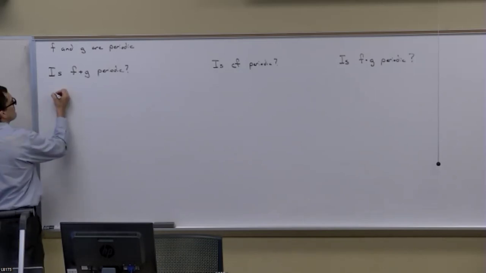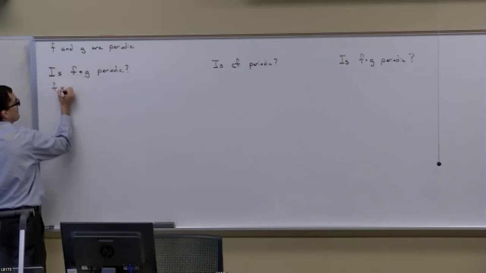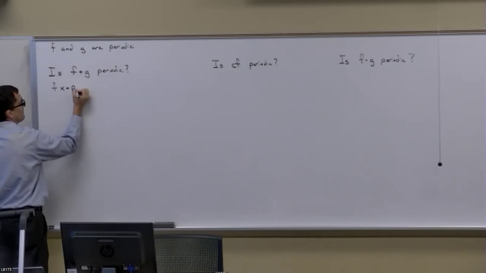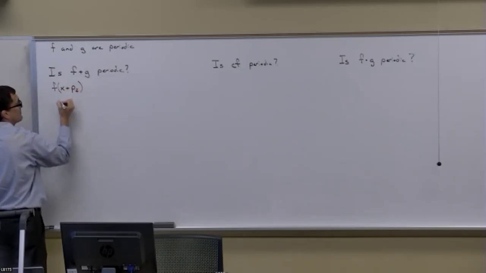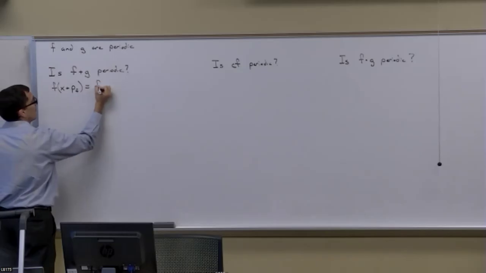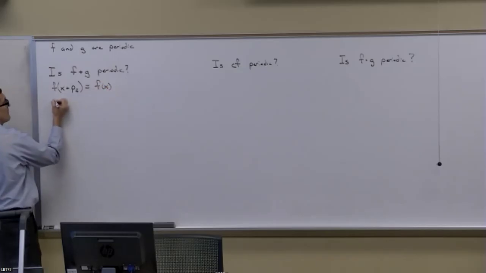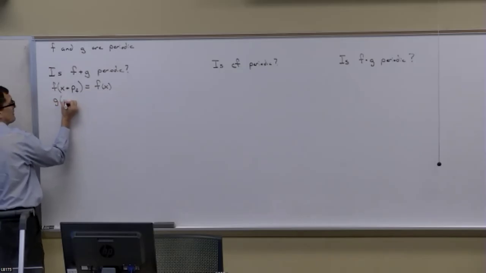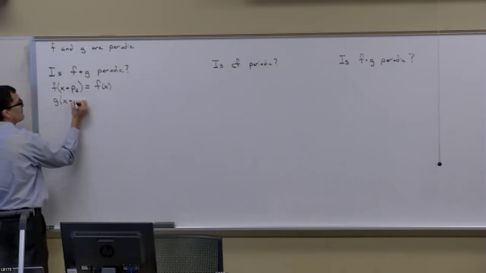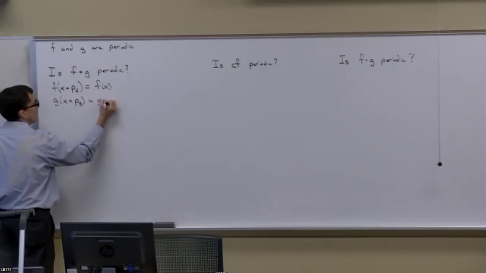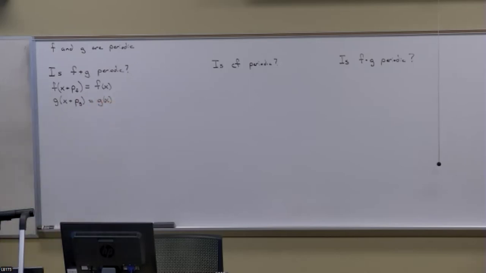Well, think about what f being periodic means. F being periodic means that if I add the period of f, which I'll call p sub f, then I get f of x, right? G being periodic means that if I add the period of g, I get back g of x. What if these are 2 different numbers? What if this one were like 3 and this one were like 4.8?